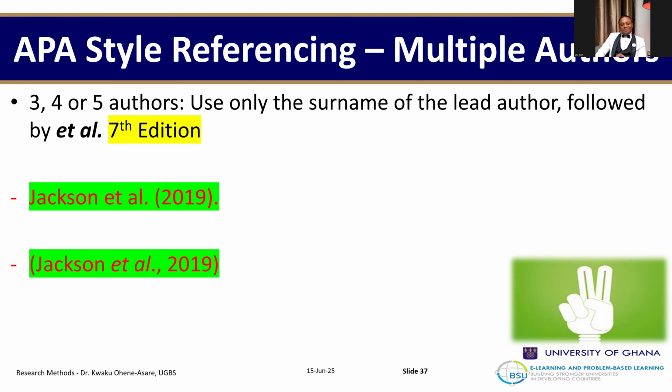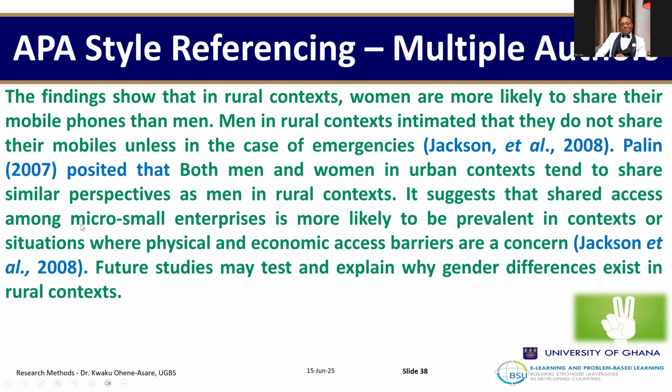Okay. So you have an example here, Jackson et al., 2009, and then Jackson et al., 2019. You can see that the difference is that one is parenthetical, one is narrative. The parenthetical will have a comma after the et al. The narrative will have only a full stop, not a full stop and a comma. So take note of that. Okay, so you can have a multiple authors example here.